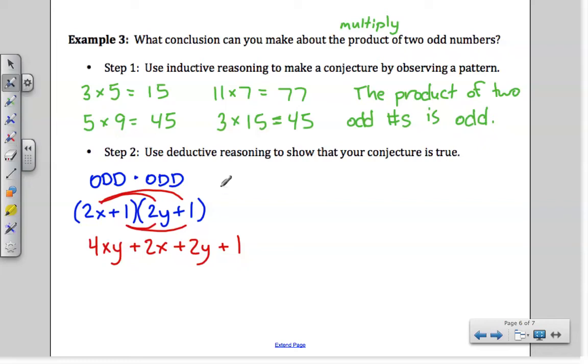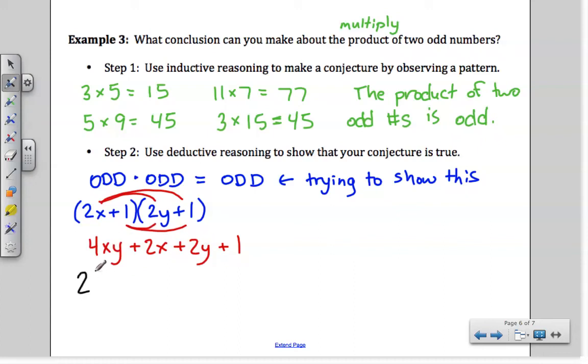Now remember what I'm trying to show. I'm trying to show that an odd times an odd equals an odd. So I need to turn this into an odd number. Remember, an odd number is written 2 times something plus 1. Well, if you notice, I have the plus 1 here. If I can make all of this be 2 times something, I'm good to go. And it looks like I could factor out 2 from each of these terms. So that's exactly what I'm going to do.